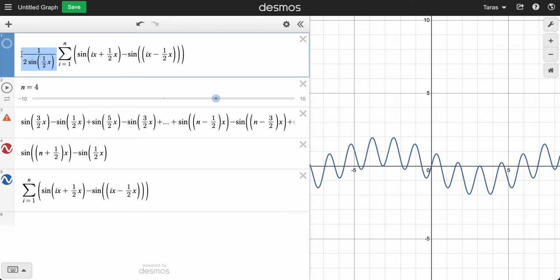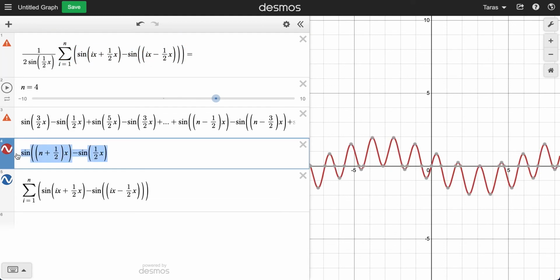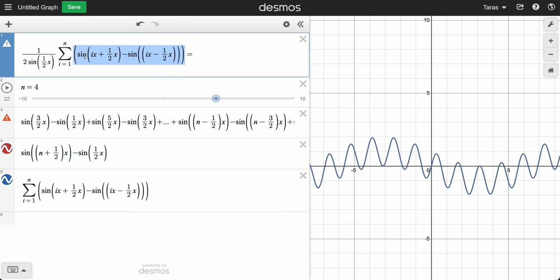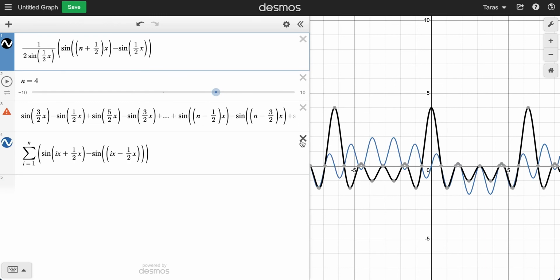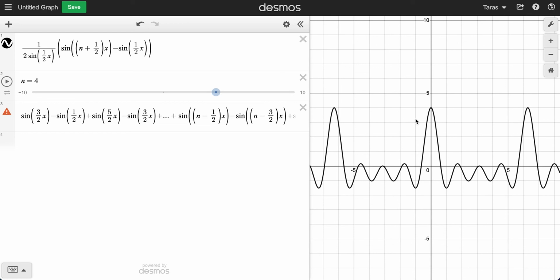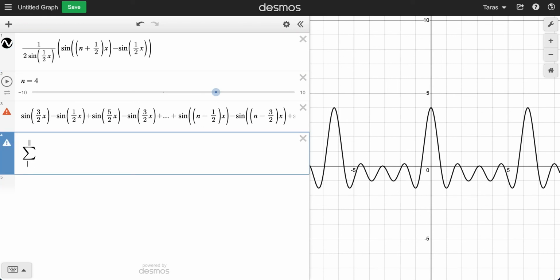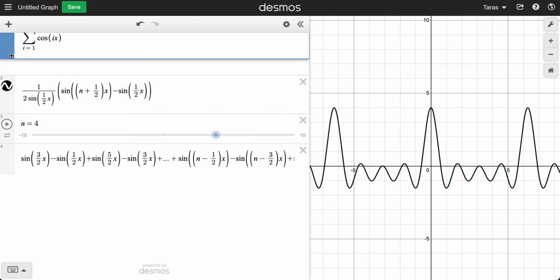Now, we also had to remember that we had to divide by 2 sine 1/2 of x. Alright, so let's replace this expression with the summed up representation. Yep. So as you can see, we got the same graph as when we were just writing out the sum over i from 1 to n of cosine ix, right? So no mistakes here.